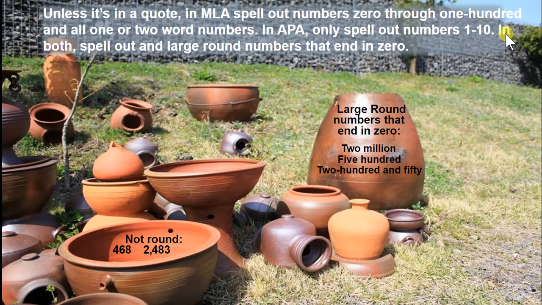In APA, you only spell out the numbers 1 through 10. So APA is the sciences. It's more about numbers, things like that. So we're getting the numerals themselves in front of the reader.